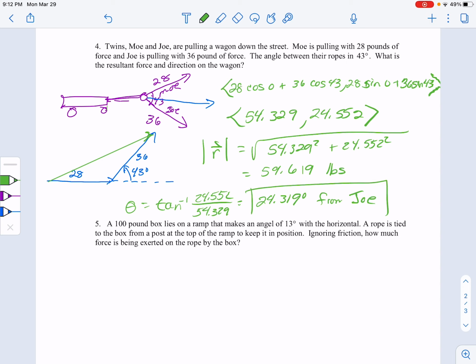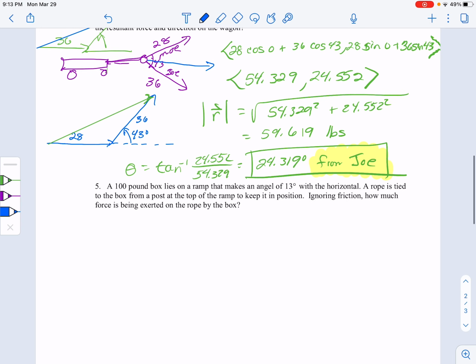This is important. Don't forget to tell me it's away from Joe, because you could have drawn this picture the other way and done 36. Then your resultant would be here, and your angle would be away from Mo instead of Joe. So it's important to tell me how you drew the picture. All right, last problem.